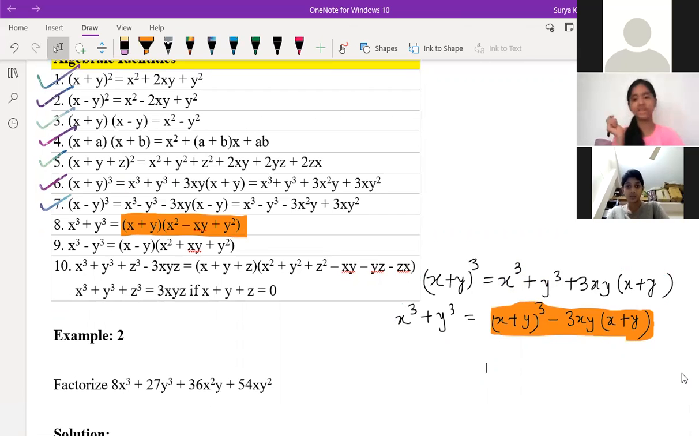I don't understand it, sir. See what I am saying. I think I have got it, sir. We will get this answer: x plus y into x square minus xy plus y square. If we do, sir, x into x square minus xy plus y square and plus y into x square minus xy plus y square, sir.